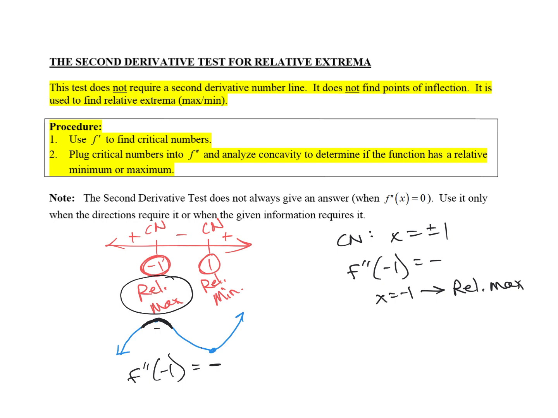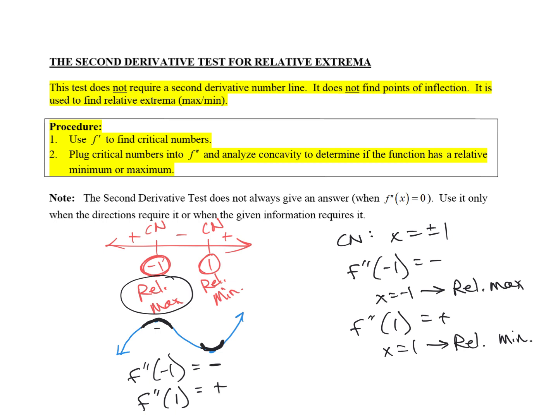So what about over here where it was concave up? That's the relative minimum. What would I have gotten then if I plugged in the second derivative at 1? I would have gotten a positive. So if I do f double prime at 1 and I get a positive, then I know that at x equals 1, I have a relative minimum. Okay? So just think about it, doing your second derivative.